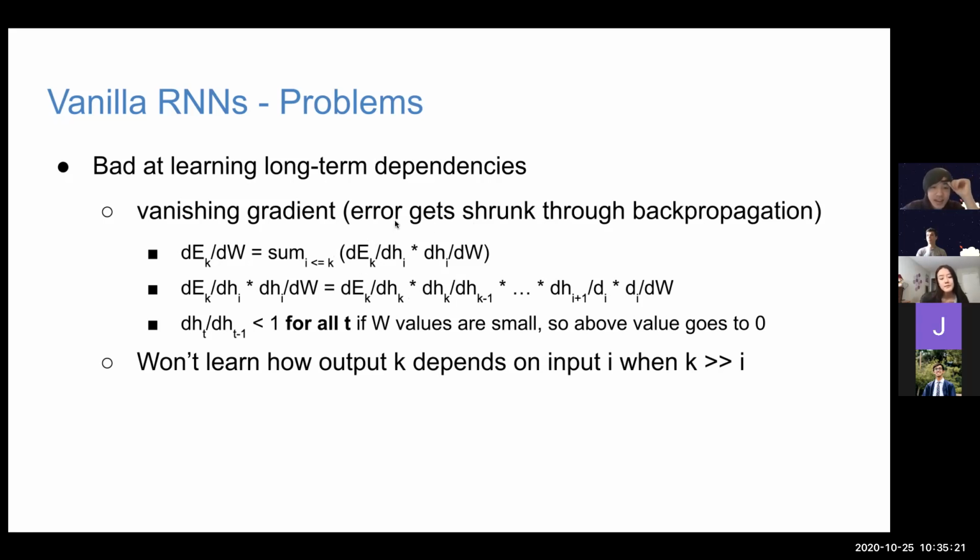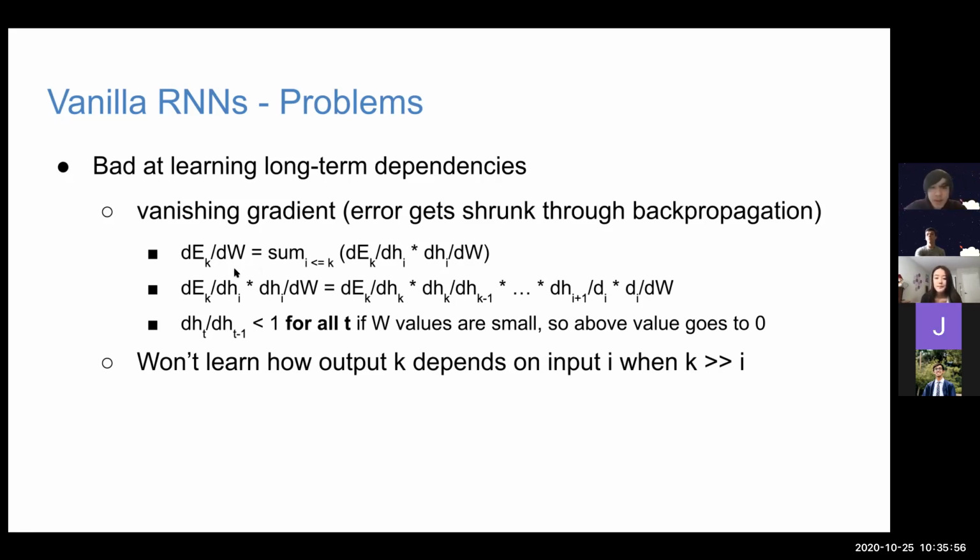So the dE_k over dh_i times dh_i over dW. What that means is that term is telling you the contribution that the weight matrix has on the error through the hidden state at time step i. For example, if you want dE/dW at time step 5, then one of these might be at time step 3. How does that hidden state factor into that entire gradient?